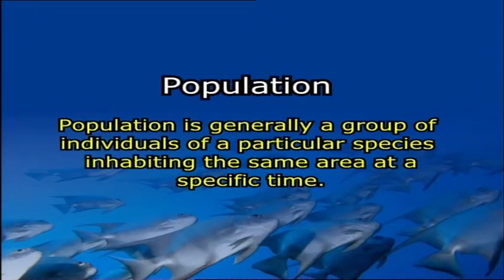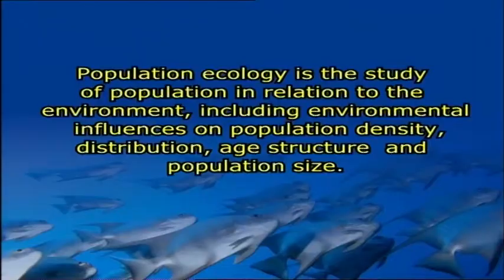In this lecture, we will get an idea regarding different aspects of population ecology. Let us start with the understanding of population and its characteristics. Population is generally a group of individuals of a particular species inhabiting the same area at a specific time. Members of a population rely on the same resources, are influenced by similar environmental factors, and have a high likelihood of interacting with and breeding with one another.